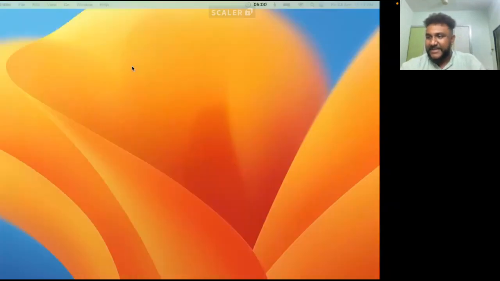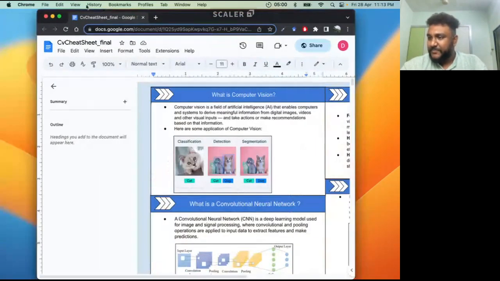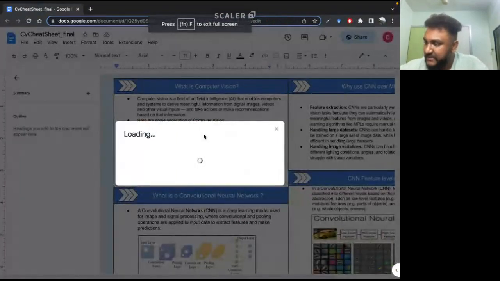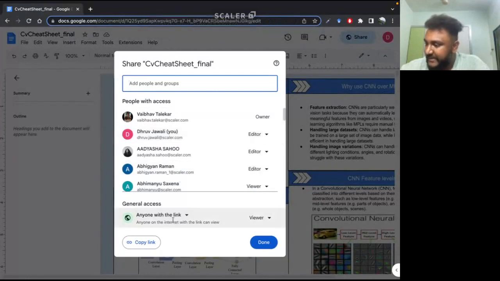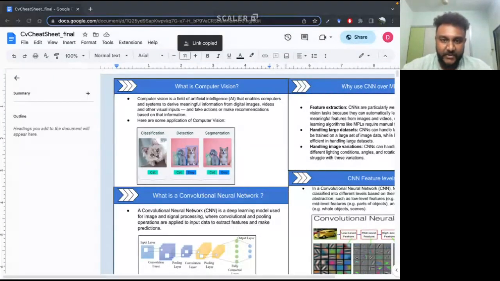So guys, we will be sharing this cheat sheet with you soon. I think we'll be making it available through the Google Doc link. If you wish, I can pin the doc link over here. I can see if I can share this with anyone with the link. Yeah, this is actually shared with anyone with the link right now. So let's do one thing. I'll paste this link over here today. You guys can take a look at this cheat sheet.